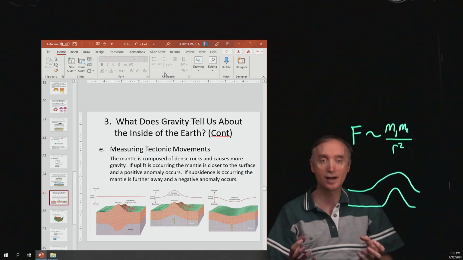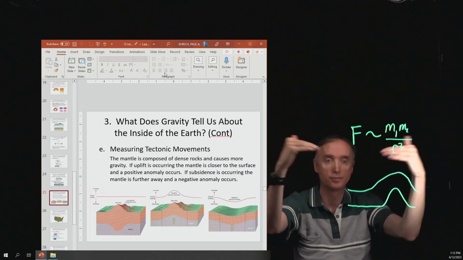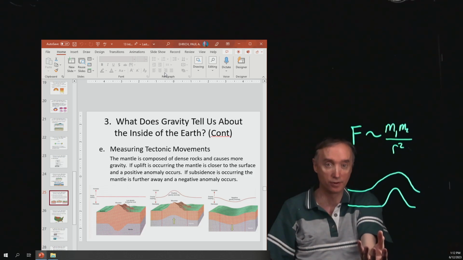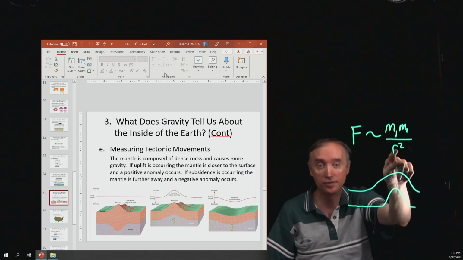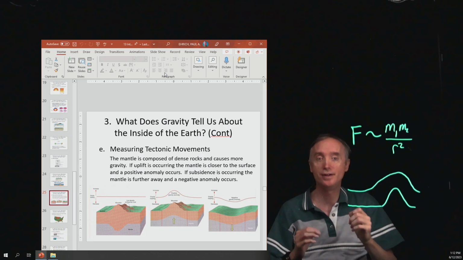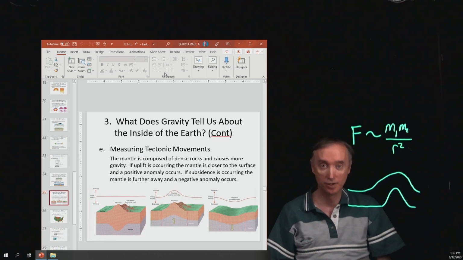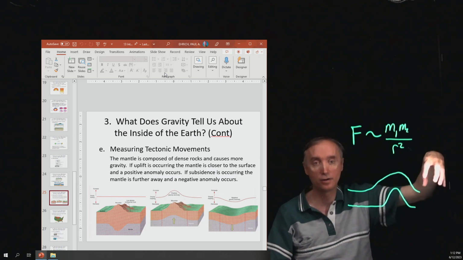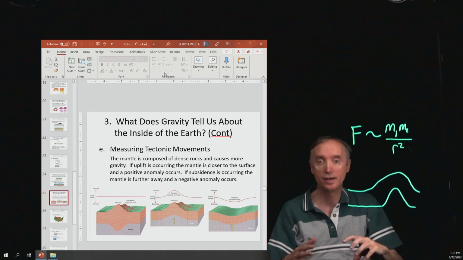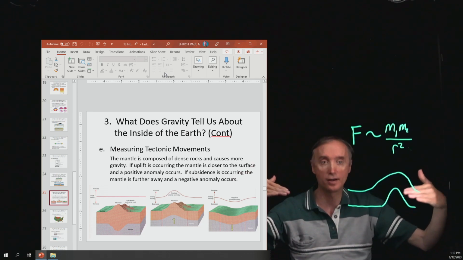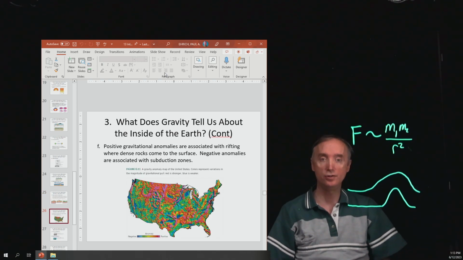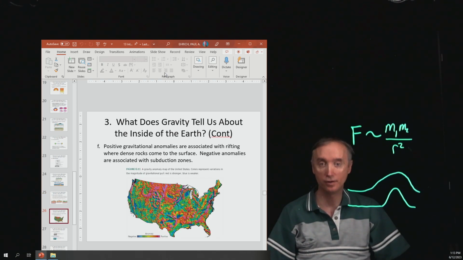Okay, where you have subsidence going on, so that's where material is going down like this, then that means the mantle material is further from the surface. R is going to be bigger, and so that means F is going to be smaller. So that's going to be a negative gravity anomaly. So by taking our gravitometer and moving it across the surface, looking for positive and negative gravity anomalies, we can tell whether the ground is going up or whether the ground is going down. So we could use that to map the inside of the Earth.